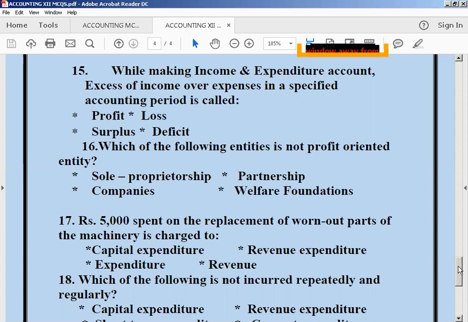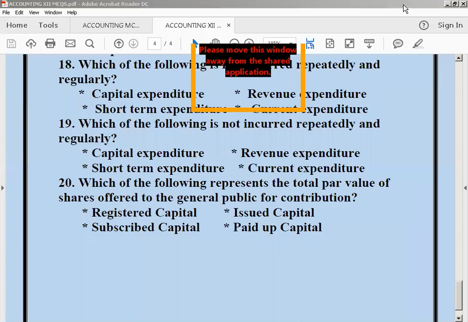MCQ number 17. Rupees 5,000 spent on the replacement of worn out parts of the machinery is charged to dash. Capital expenditure, revenue expenditure, deferred expenditure, or the revenue. Hurry up, students. We have MCQ number 18 on your screen. Which of the following is, wait for a while.